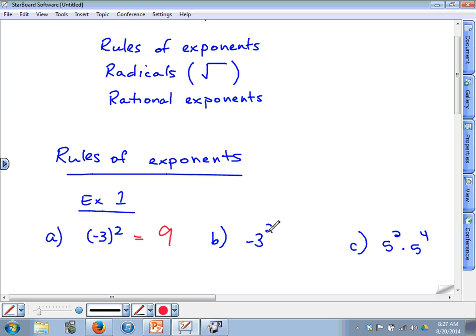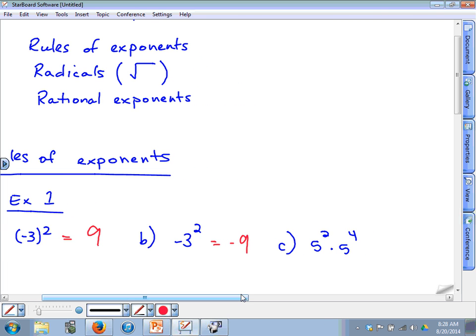You have to follow your rules of order of operations. You square, and this is really -1. You multiply. So it's 3 squared, which is 9, and then you multiply it by -1. So the answer is -9. Big difference. Also a very common mistake. Just something to try to remember. What about part C?